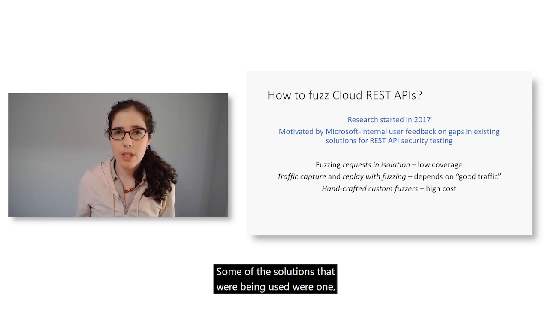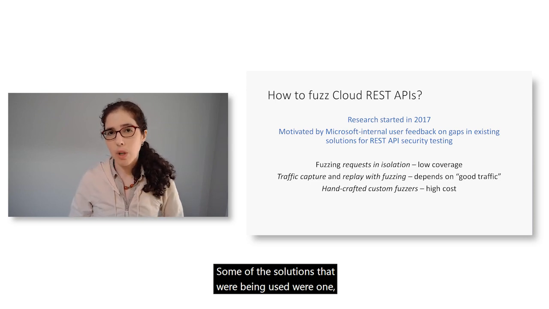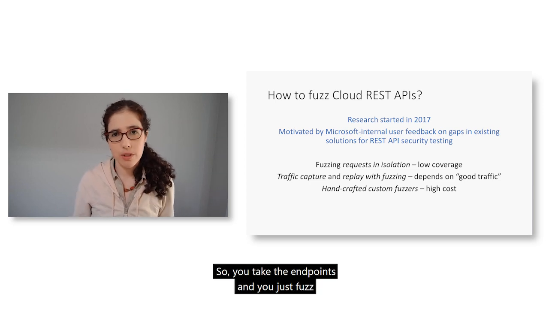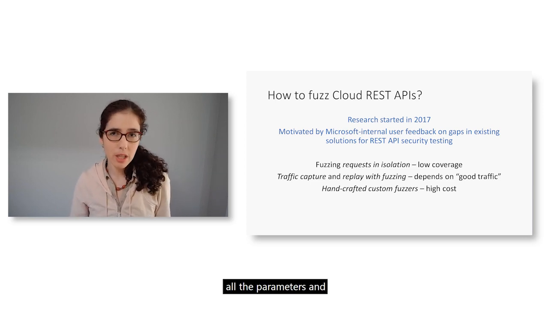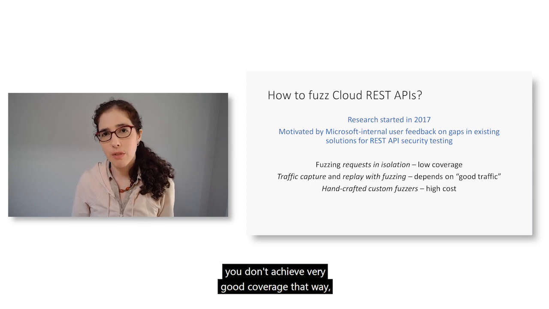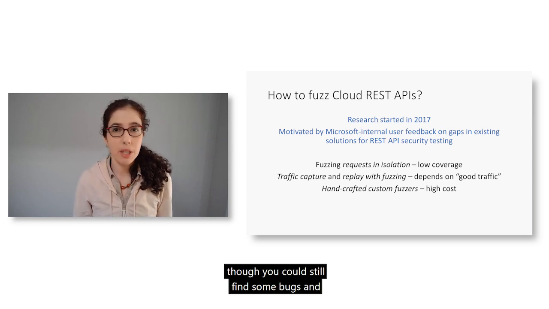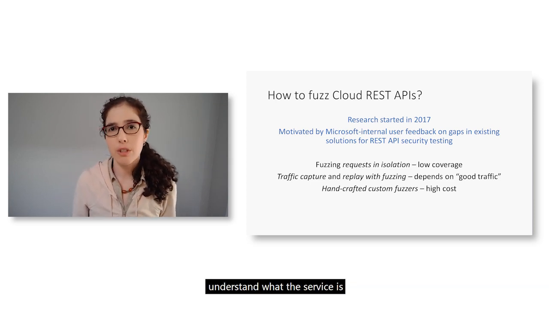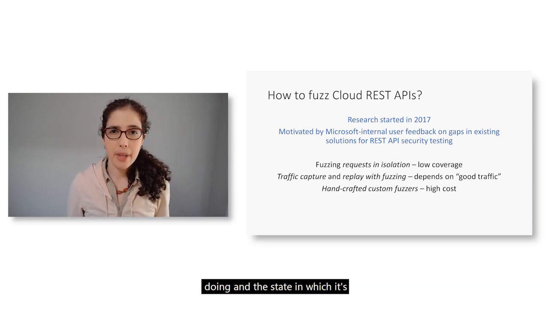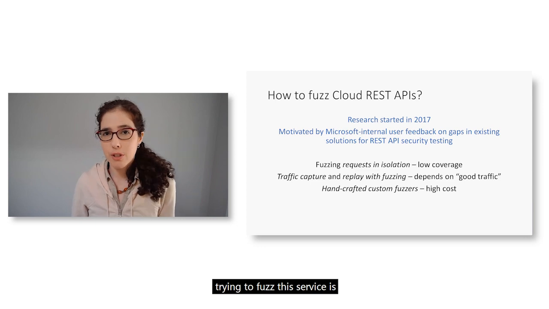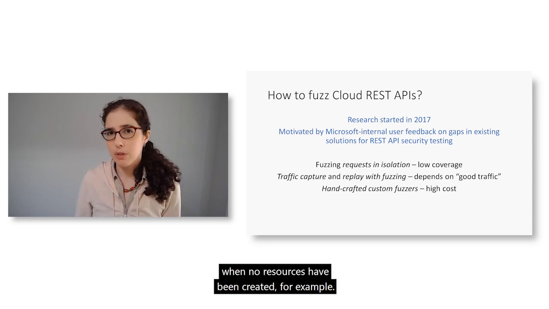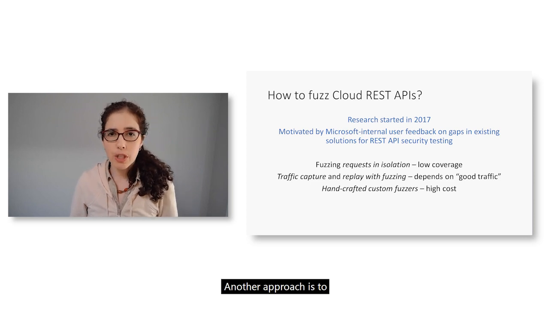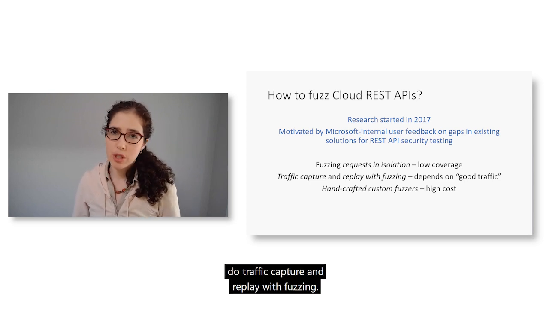So some of the solutions that were being used were, one, fuzzing requests in isolation. So you take the endpoints and you just fuzz all of their parameters, and you don't achieve very good coverage that way, though you could still find some bugs in input validation, because that approach doesn't really understand what the service is doing. And the state in which it's trying to fuzz the service is like when no resources have been created, for example. Another approach is to do traffic capture and replay with fuzzing.